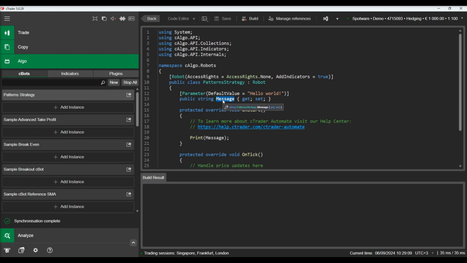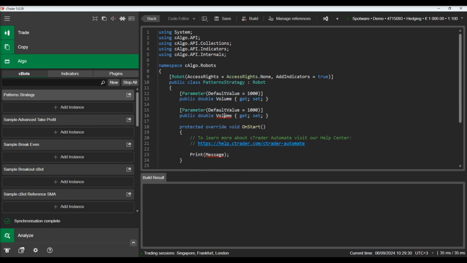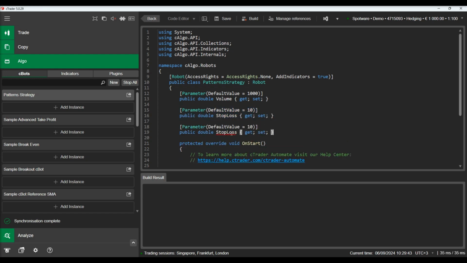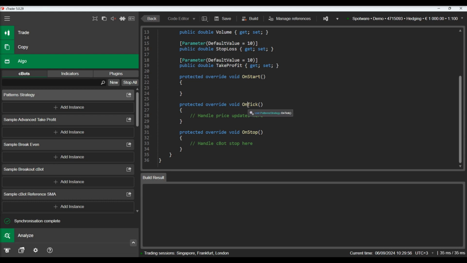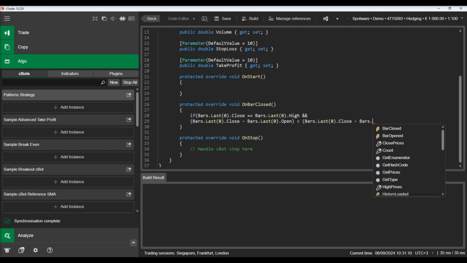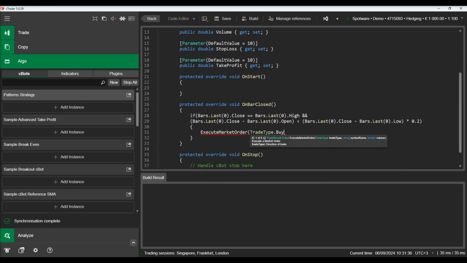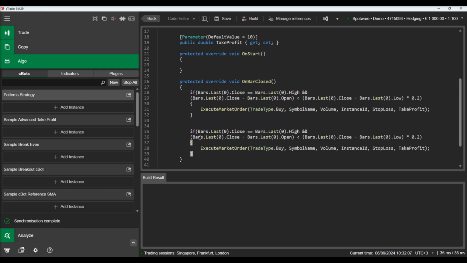We will start by defining the volume, stop loss, and take profit parameters. Then we will write the code that will execute a buy trade when these conditions are met. On the opposite side, the conditions for our sell entries are the following. The close price needs to match the low price. The candle size needs to be at least 5 times larger than the candle body. In a similar manner, we will implement the code that will execute the sell orders.